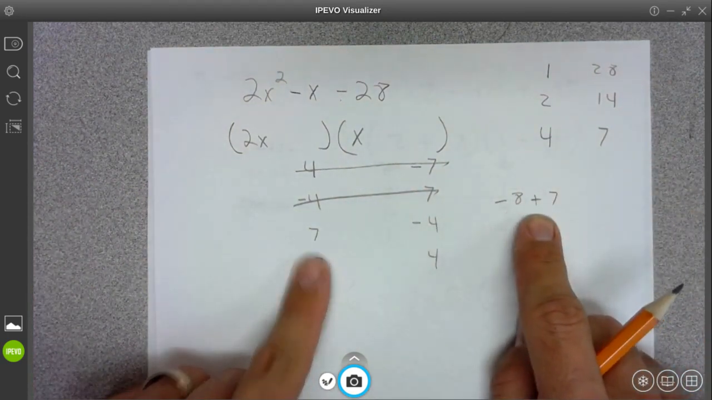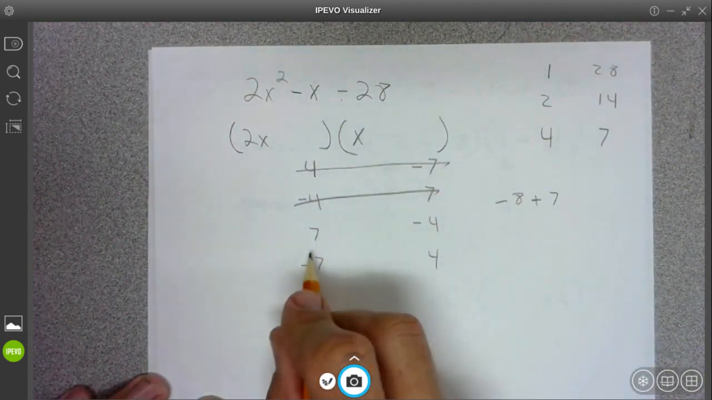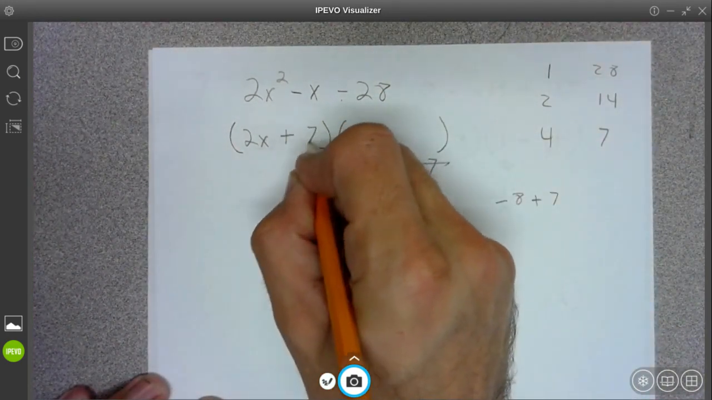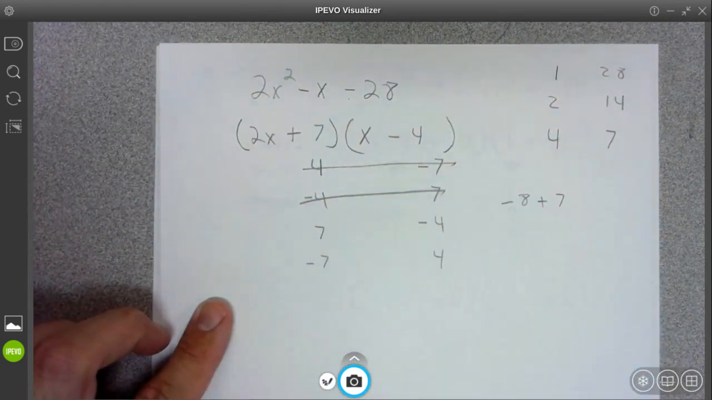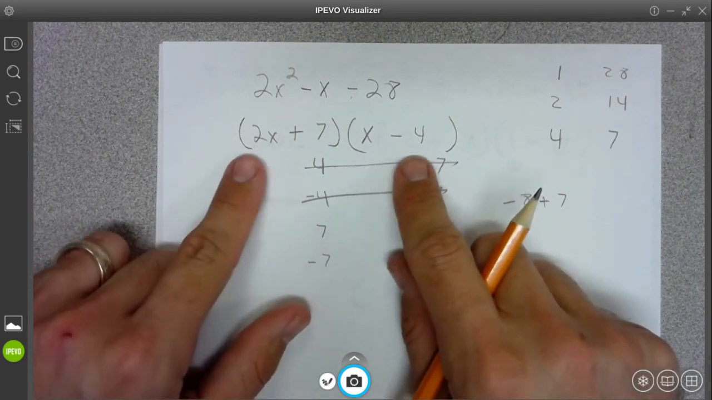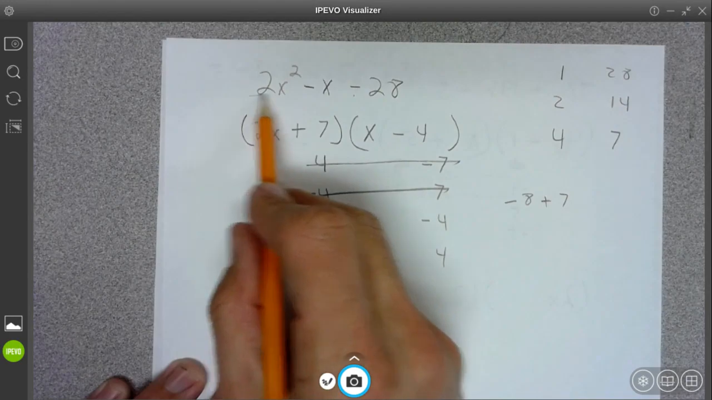This is negative 1. That's what we wanted in the middle, a negative 1. So this is a positive 7 and a negative 4. And check it. Actually multiply it out and make sure that you get the original. All right, make sure you get that.